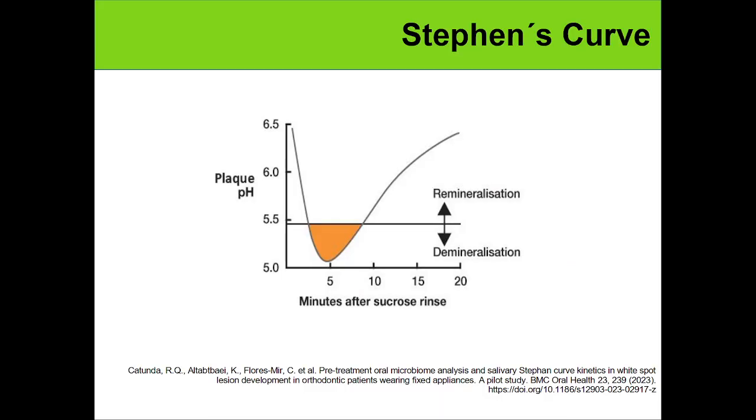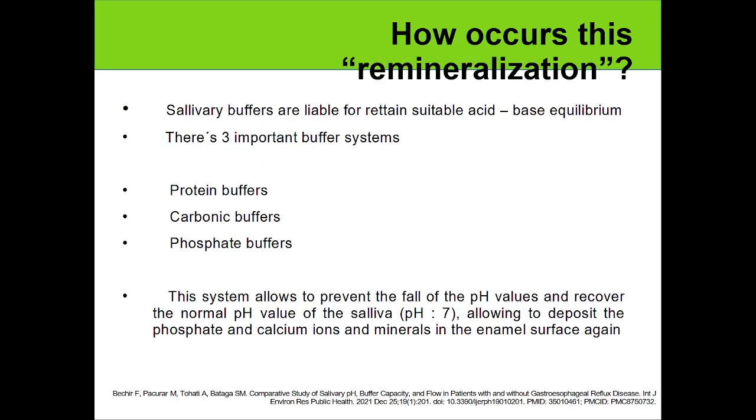But our mouth can defend itself from these acid attacks, and saliva is very important to counteract this attack. This is a Stephan curve that shows how, after a minute of a sucrose rinse, the pH curve in the mouth is inverted. The pH increases and the dental element is remineralized. Saliva is a buffer in the mouth and allows it to recover the normal pH. This is because saliva contains protein buffers, carbonic buffers, and phosphate buffers.